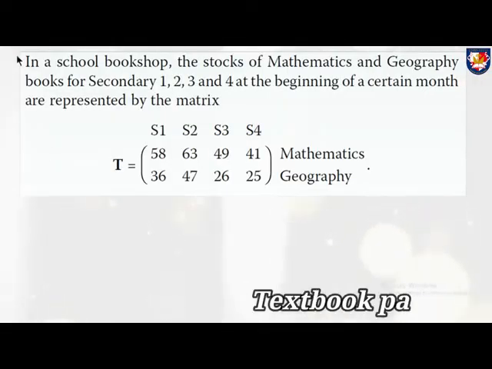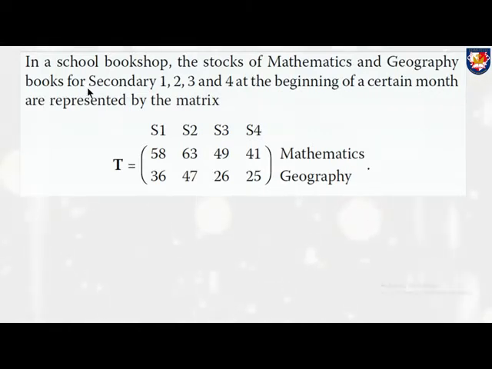Another example. In a school bookshop, the stocks of mathematics and geography books for secondary 1, 2, 3, and 4 at the beginning of a certain month are represented by the matrix T. The first row of matrix T represents the number of mathematics books, and the second row represents the number of geography books. And the first column represents the total books of mathematics and geography in secondary 1, and the other columns are for secondary 2, secondary 3, and secondary 4.